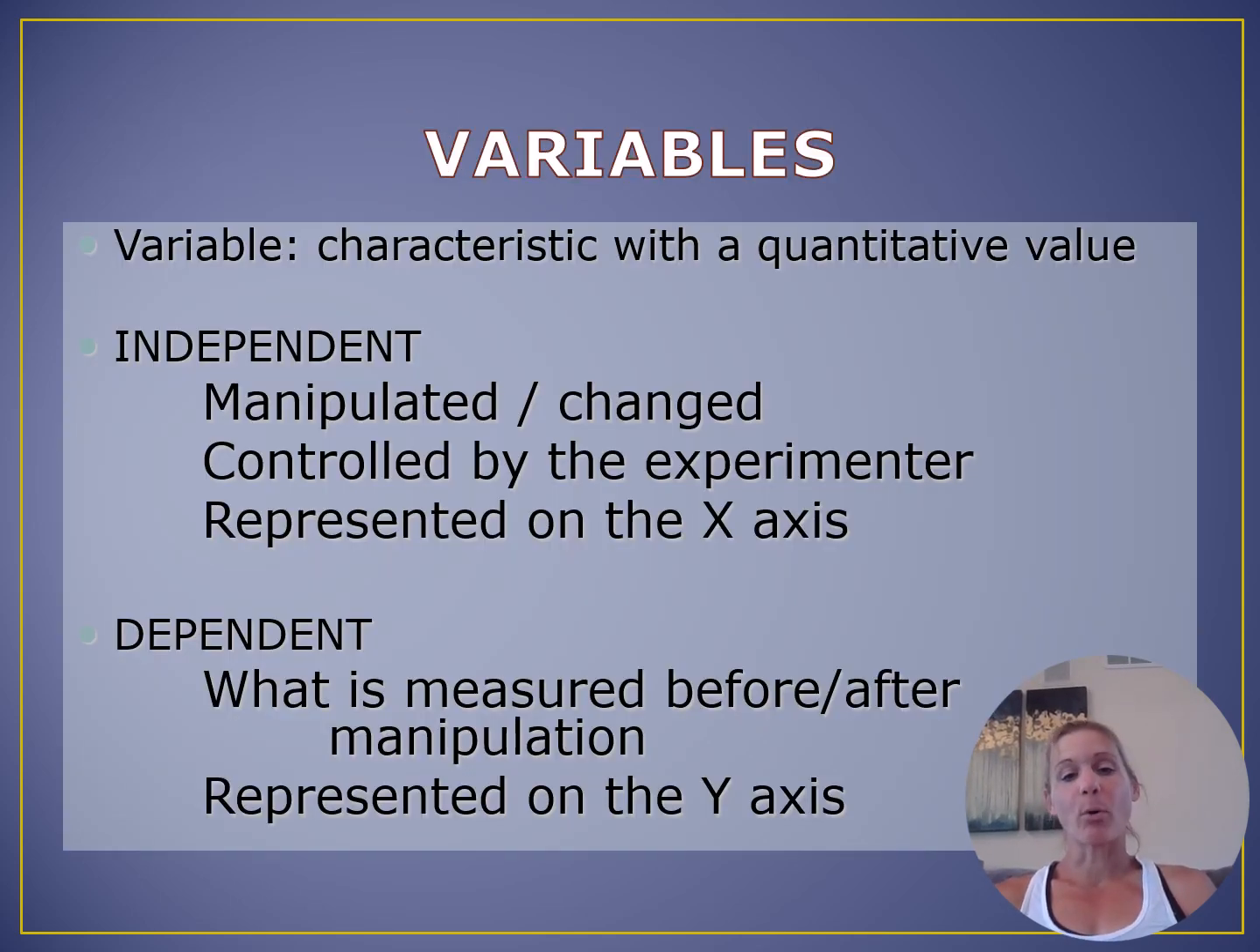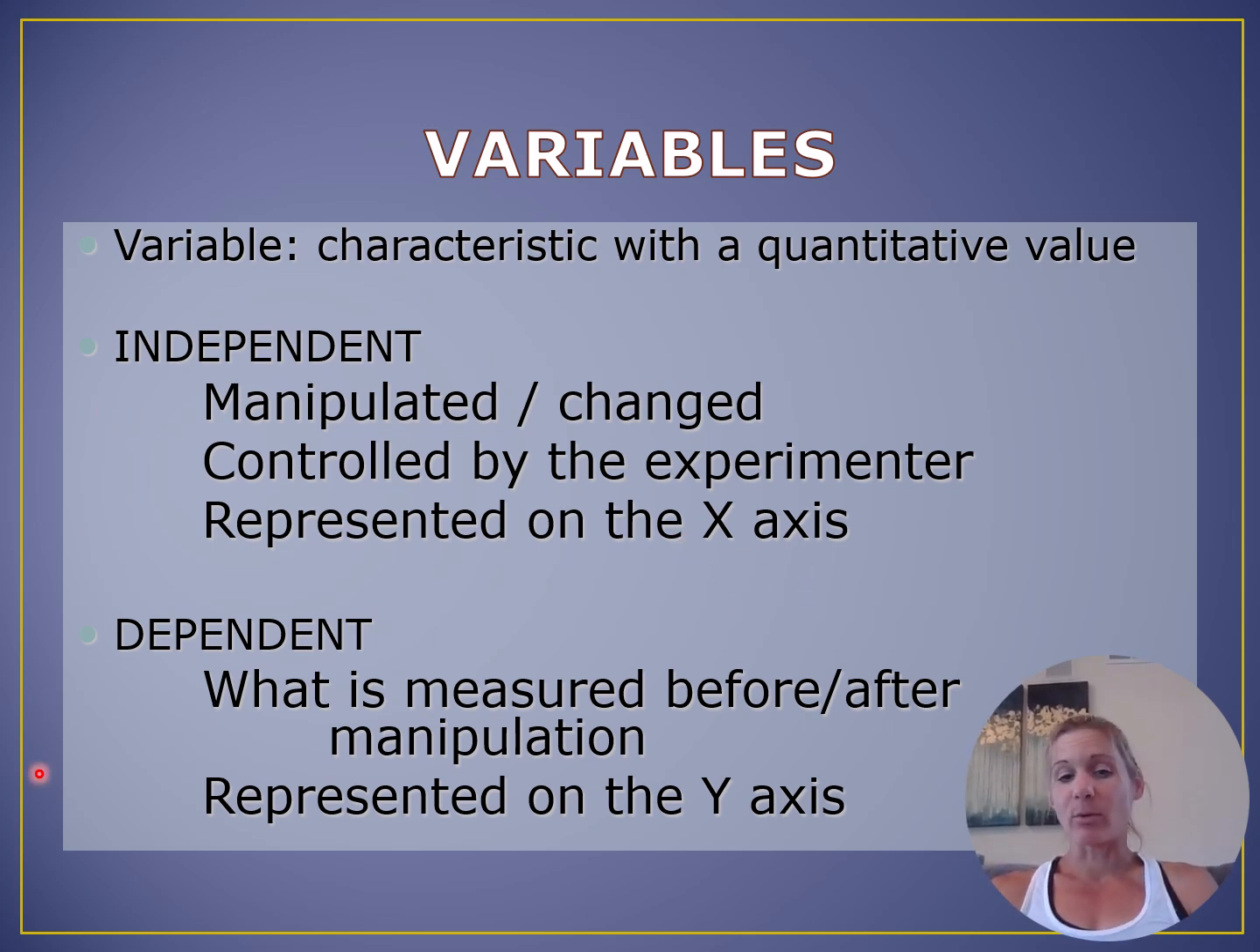Other factors that are important when we think about utilizing the scientific method are the variables. Variables are characteristics with quantitative values. So we have independent and dependent variables. Our independent variables are manipulated or changed. Those are the things that we're manipulating as researchers or experimenters. Okay, so again, we said caffeine in this example would be a great variable for us to manipulate or change. And this will be represented on the x-axis.